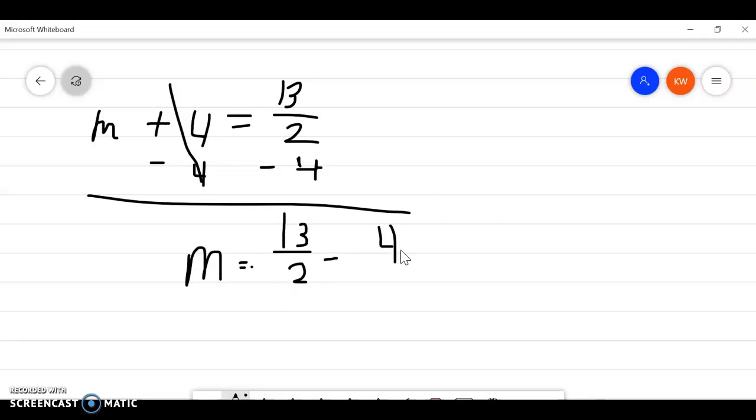Now, since 4 is a whole number, what we're going to do, we're going to turn that into a fraction over 1, so we can do the math between it. You could also turn 13 over 2 into a decimal and do the math between these like that. So I'm just going to do it like this.